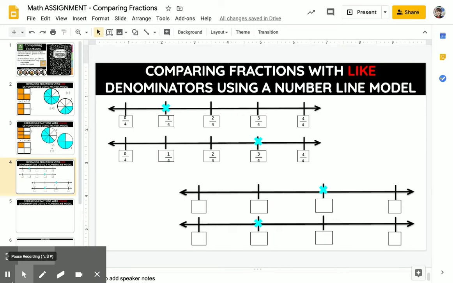We can now see that in our top number line, the x is on the fraction 1/4, and on our bottom number line, the x is on the fraction 3/4. Because the bottom x, representing 3/4, shows a greater distance, we can see that 3/4 is greater than 1/4. And also, just like before, we can flip that inequality around to say that 1/4 is less than 3/4.